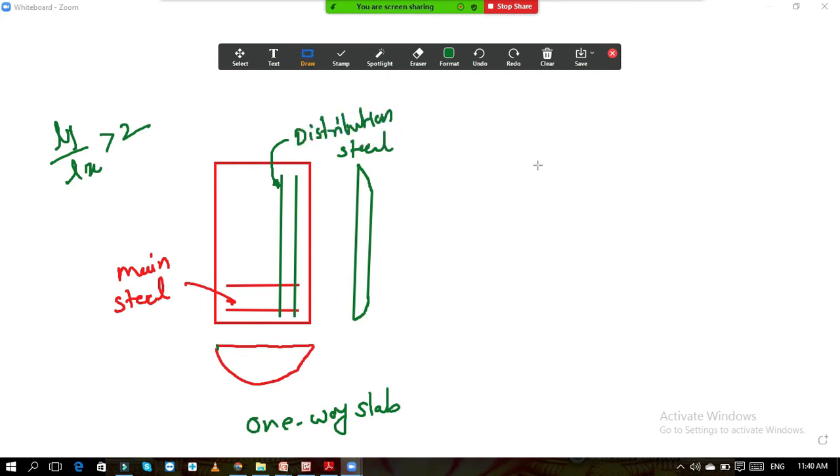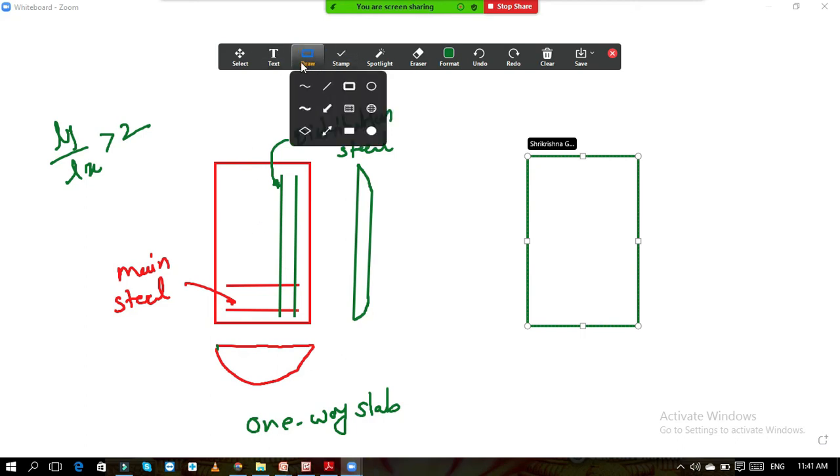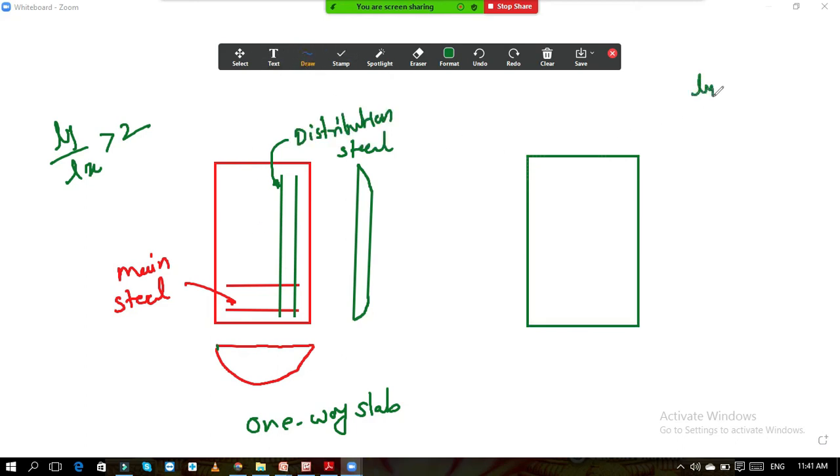Now again, if I draw the diagram, now you can easily predict this. What is the two-way slab? In a two-way slab, when your ratio Ly by Lx is less than or equal to 2, then you design the slab as a two-way slab. Okay, this is Ly, this is Lx. When your Ly by Lx ratio is less than or equal to 2, then you can design that slab as a two-way slab.